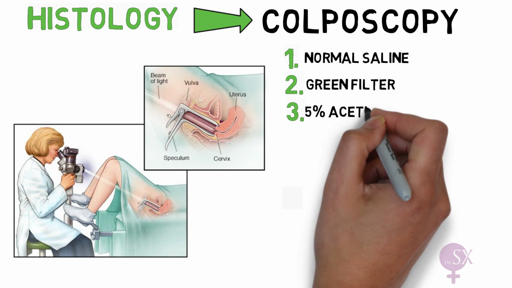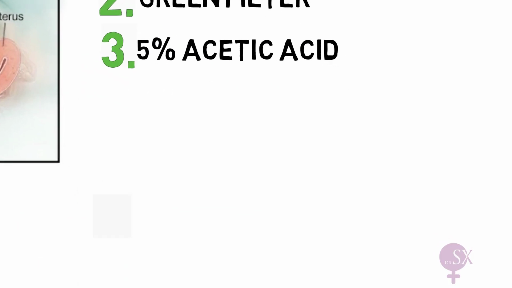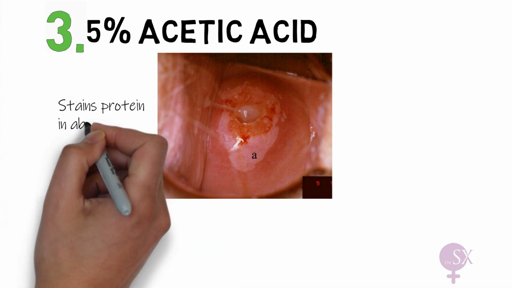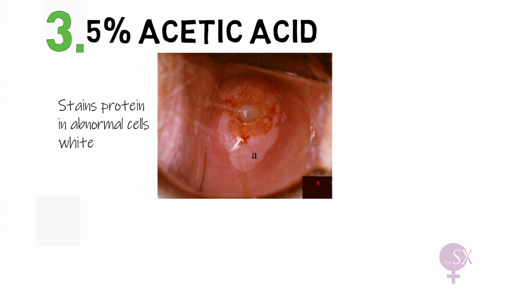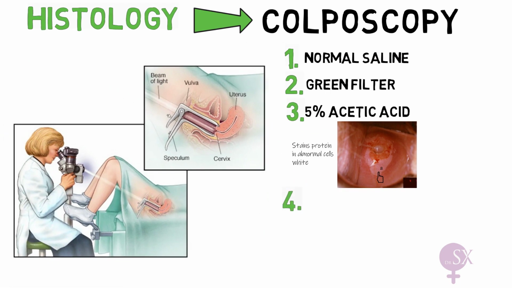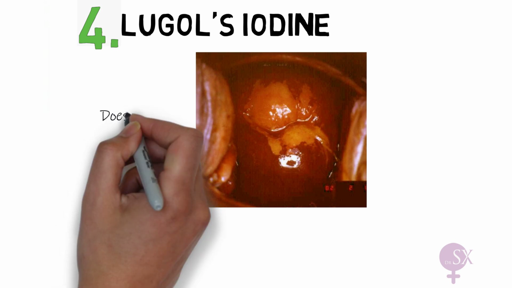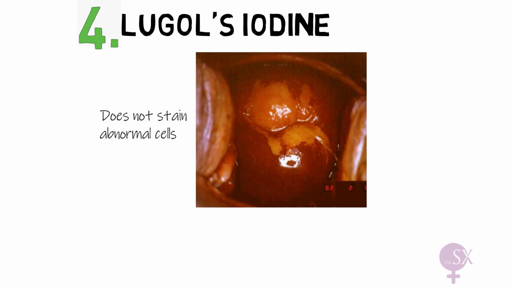Okay, then 5% acetic acid is applied, which will stain denatured protein white. Since abnormal cells are rapidly dividing, they are constantly undergoing protein synthesis. So the abnormal cells will stain white, and this is referred to as aceto-white staining. Next, we apply Lugol's iodine. This stains the glycogen stores brown, so our abnormal rapidly dividing cells are using up all of their glycogen stores. So the abnormal cells will not take up the iodine stain. These abnormal cells will be found in the iodine negative areas.